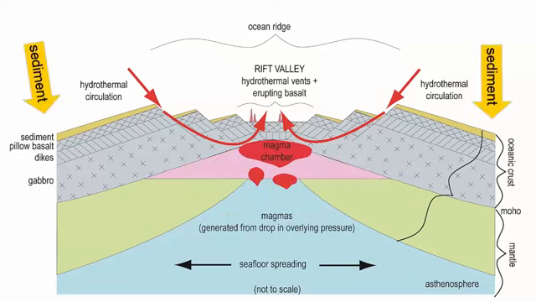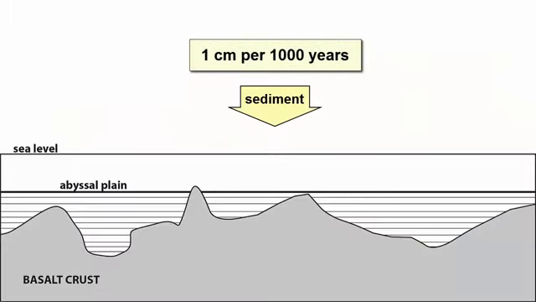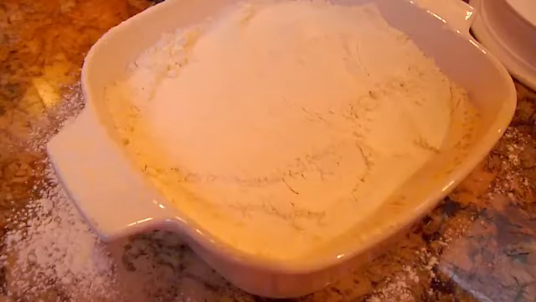Sediment collects atop, the smallest amount at the ridge, where new seafloor is exposed. But as this sediment collects at rates of about 1 centimeter every 1,000 years, eventually, over millions of years, the sediment will completely cover any rough topography and leave a flat surface that hides underlying irregularities. Imagine sifting flour over a countertop covered in pots and pans. If you keep at it long enough, the flour will cover everything and the surface will be smooth.